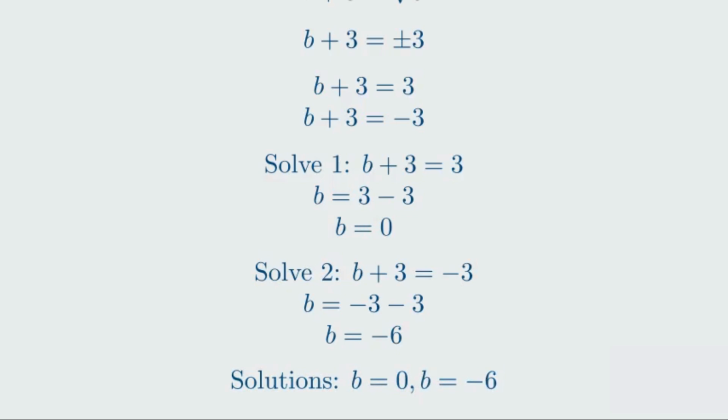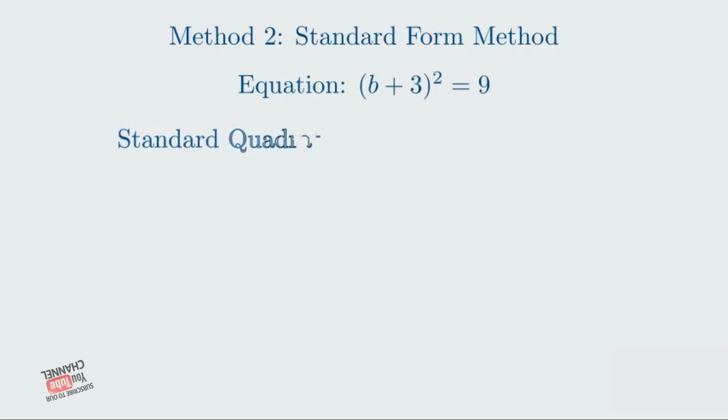Now let's explore our second method for solving the exact same equation. This is a very common and reliable technique. We call this the standard form method. Again, our equation is (b + 3)² = 9. Our first goal with this method is to expand the squared term and rearrange the equation into a standard quadratic form. The standard form of a quadratic equation is ax² + bx + c = 0. We'll be aiming for this structure with our variable b.